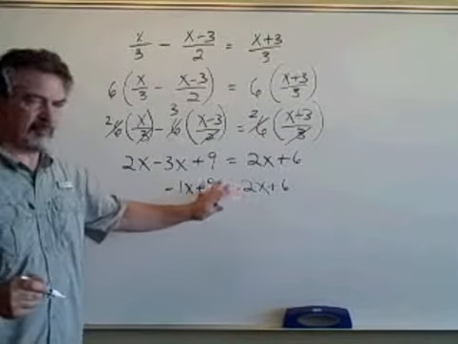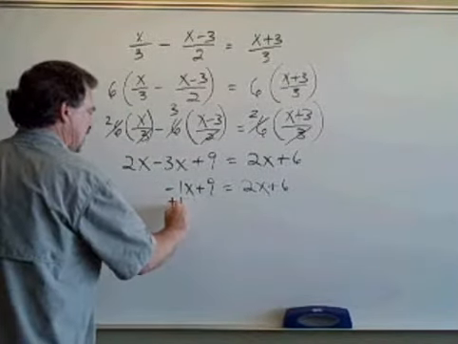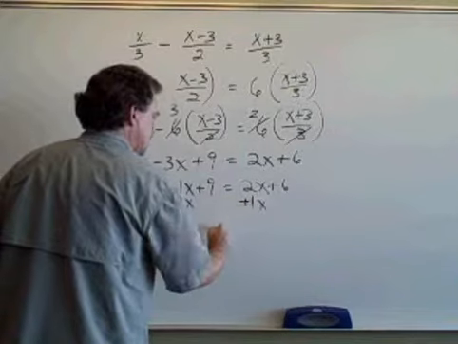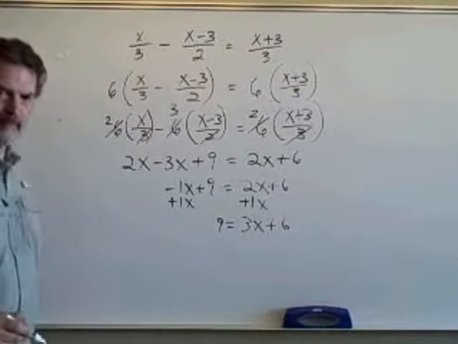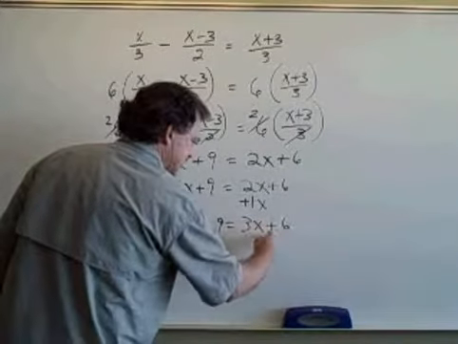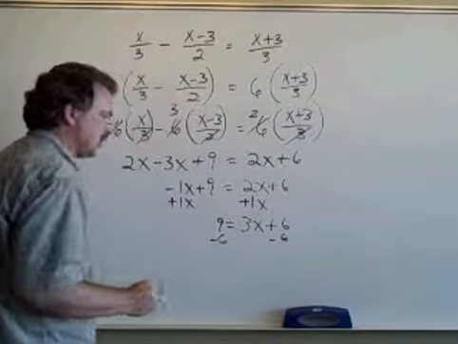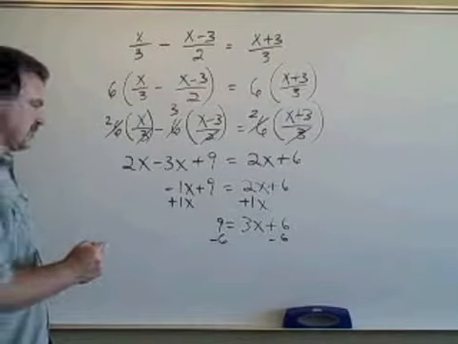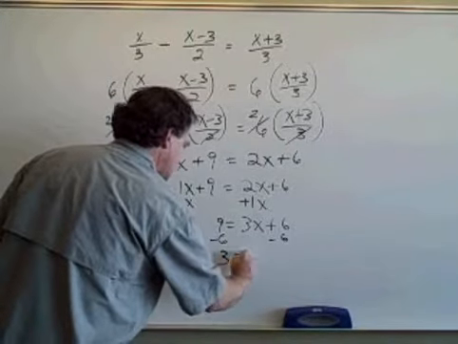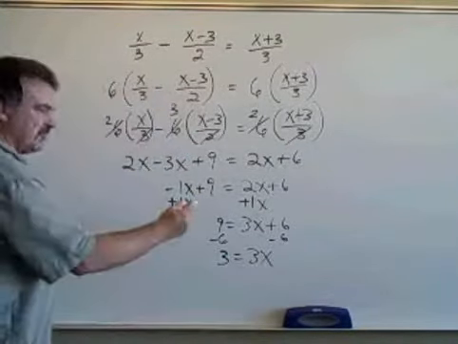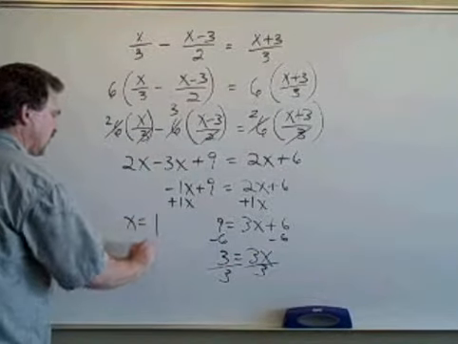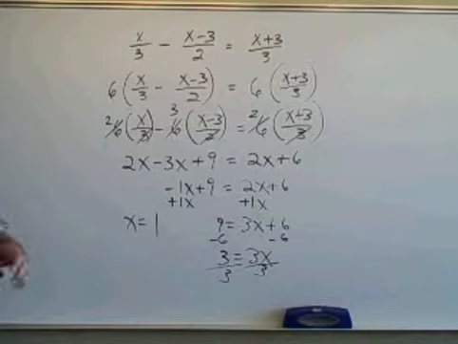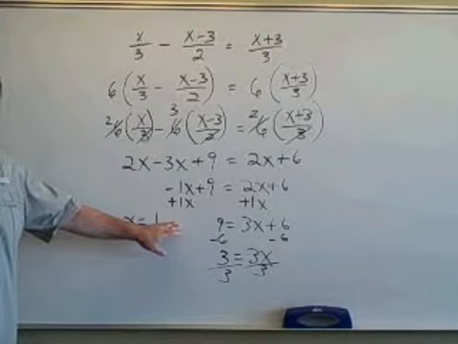I only want the variable in one term, so I'm going to add 1x to both sides. I'll have 9 equals 3x plus 6. Then I'll isolate the variable term first by subtracting 6 from both sides. I have 3 equals 3x. Divide both sides by 3 to get a coefficient of 1. My solution is x equals 1.